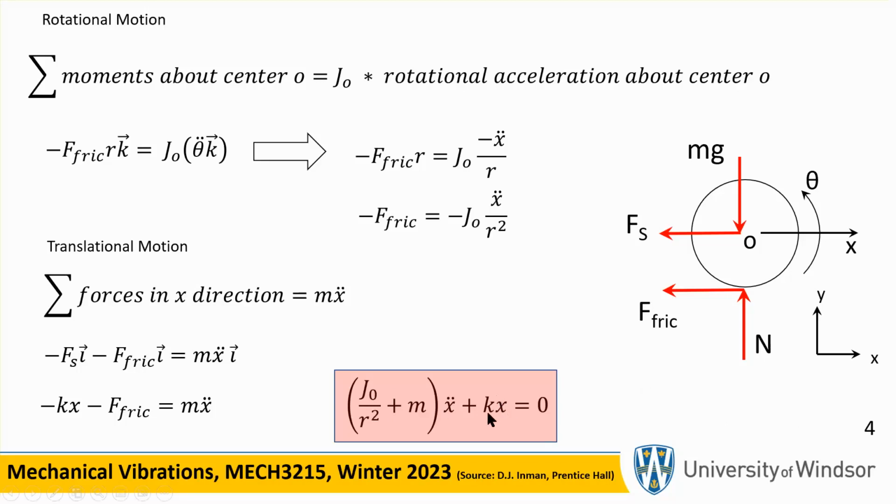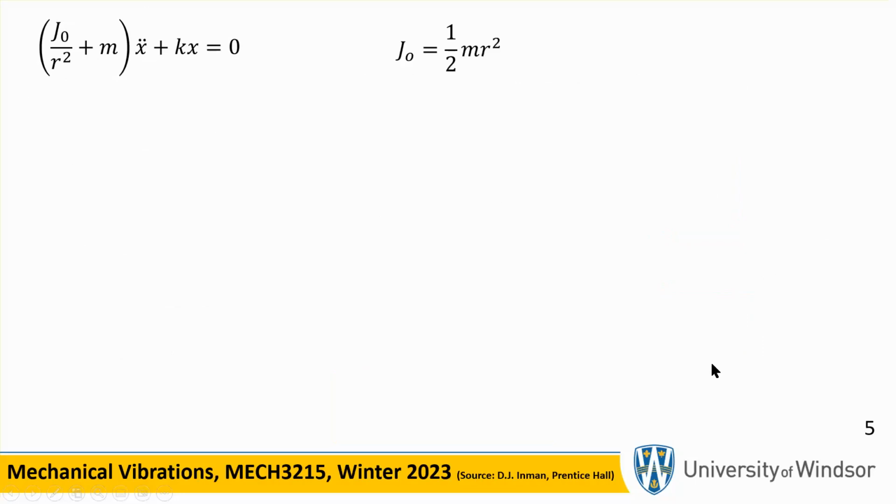And the stiffness of the problem, there's only one stiffness involved here, and that is K. But the mass has to be replaced with this expression. Therefore, I'm going to write it again here.